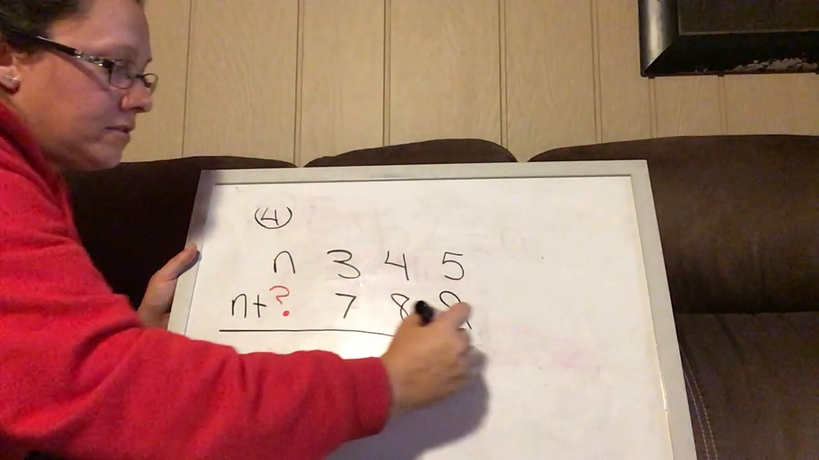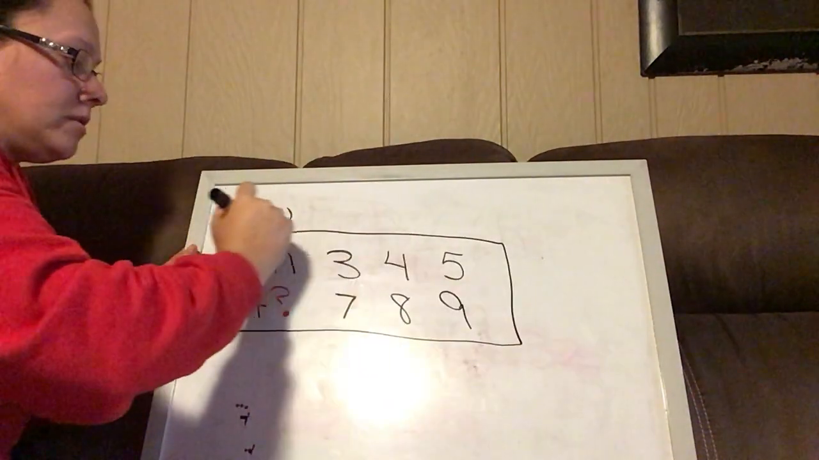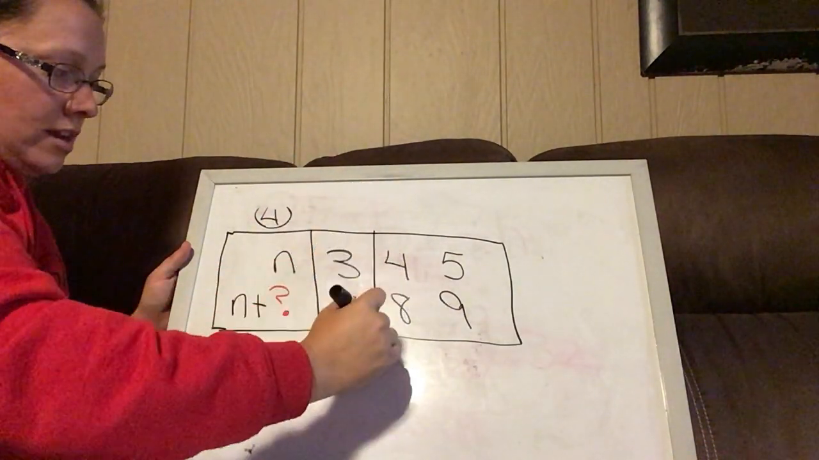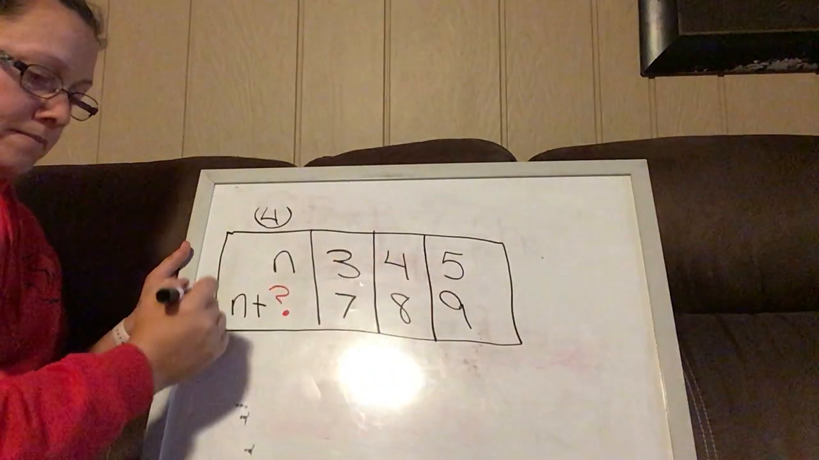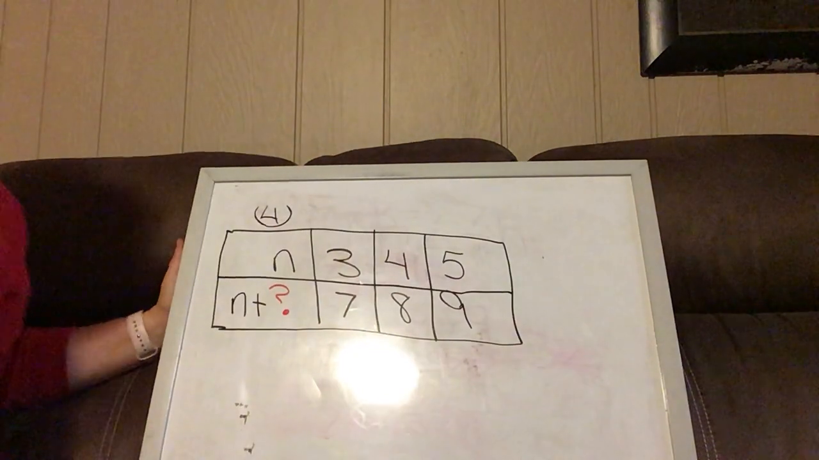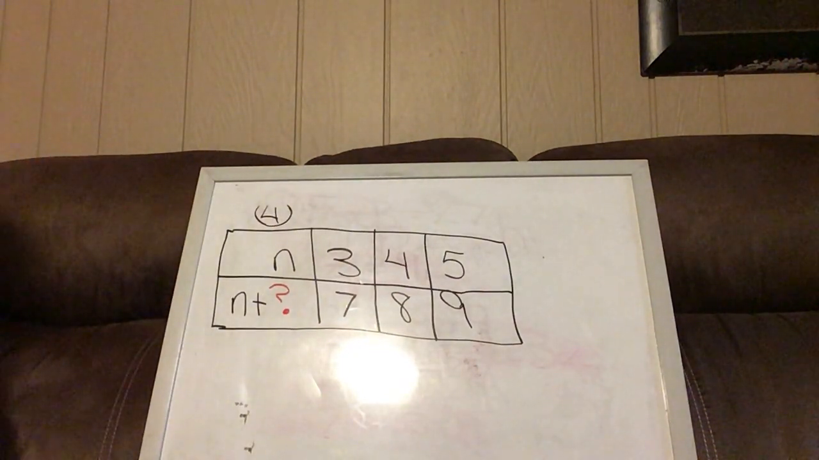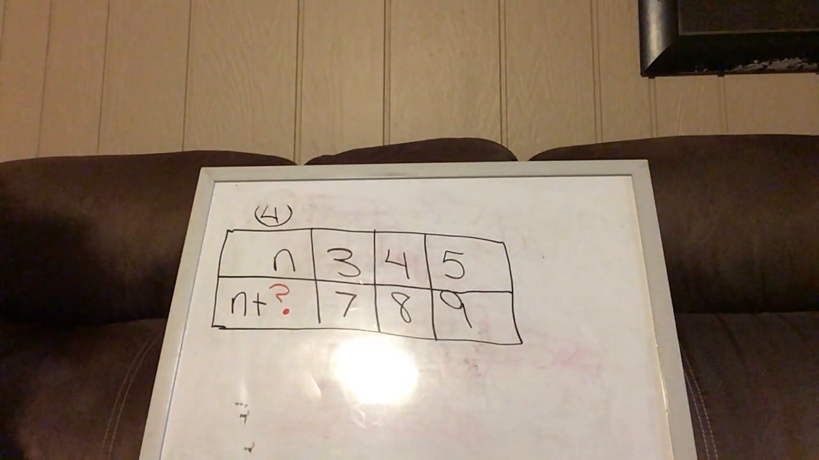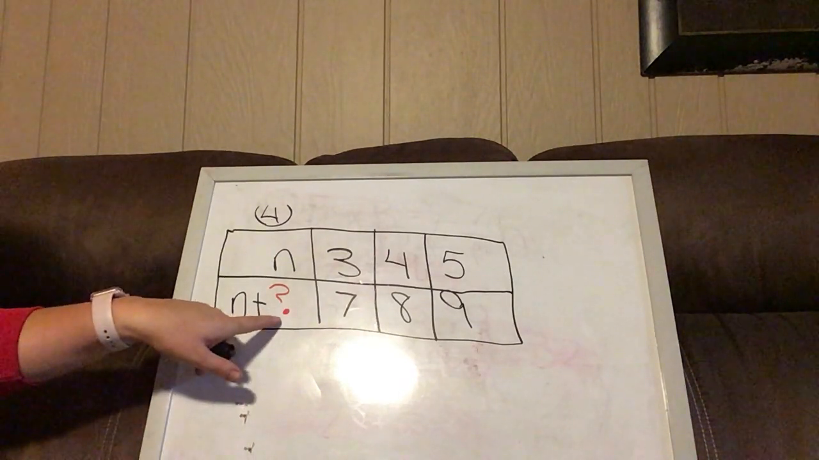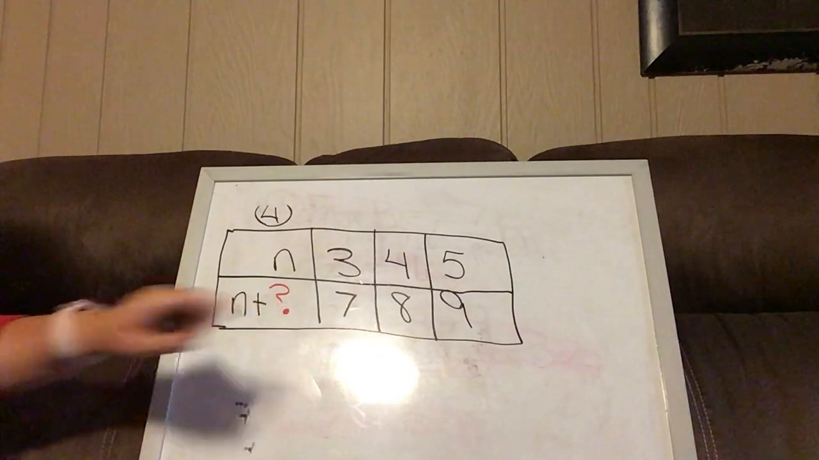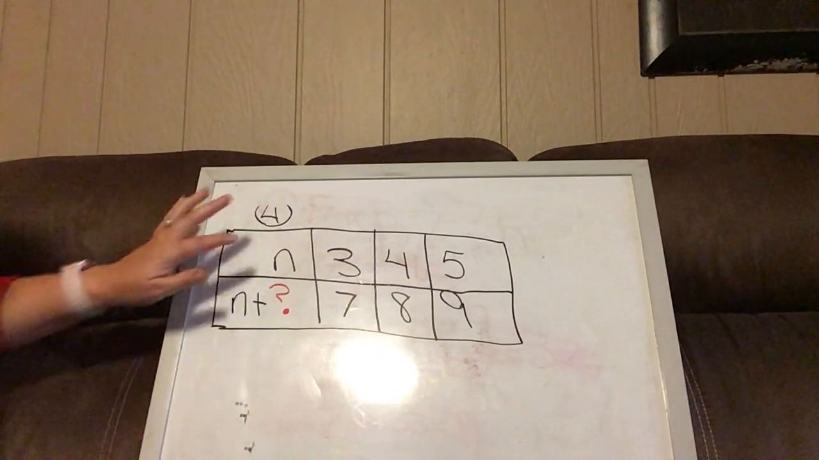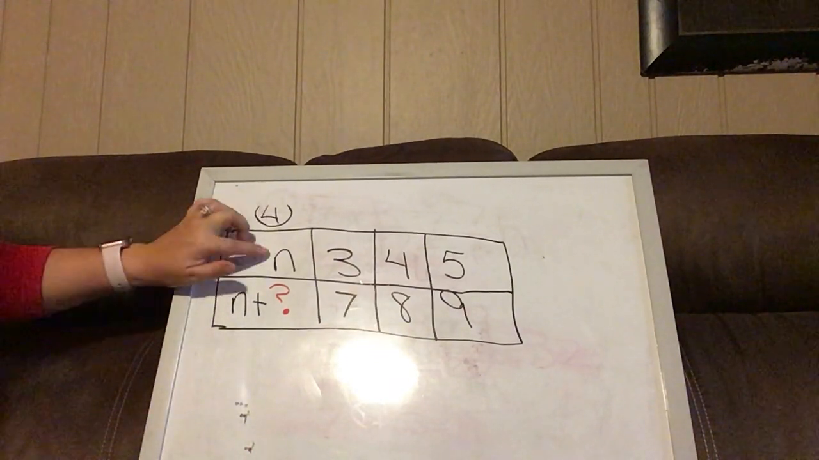And then this whole thing is a table. I'm going to just try my best to have straight lines. Oop, got the 9 off a little bit there. All right, there is my table. So I have to use this table to find out what is this missing part of this expression right here. N plus what?